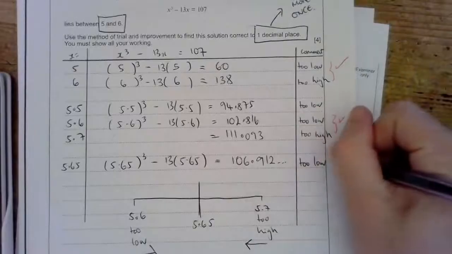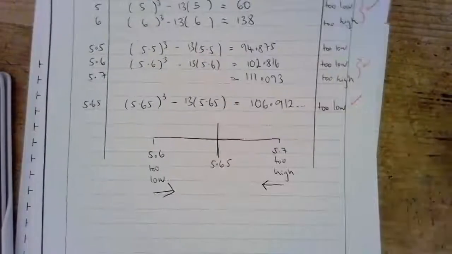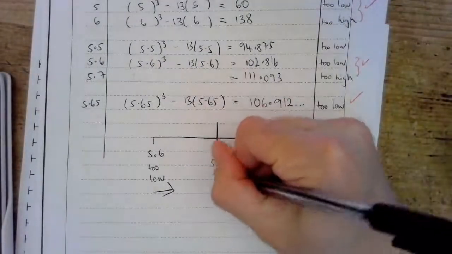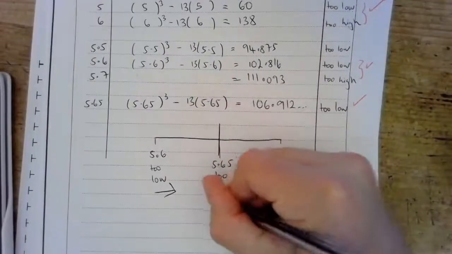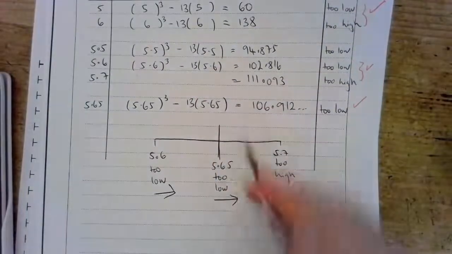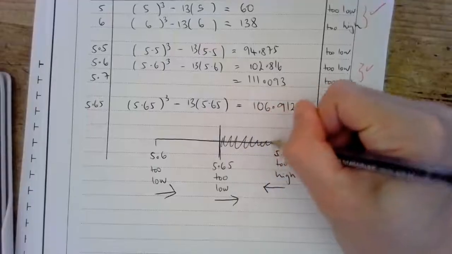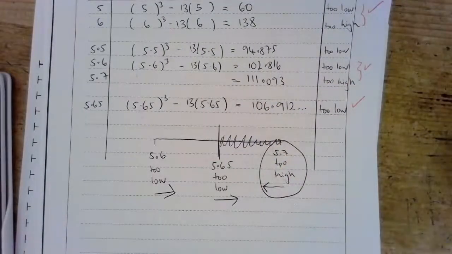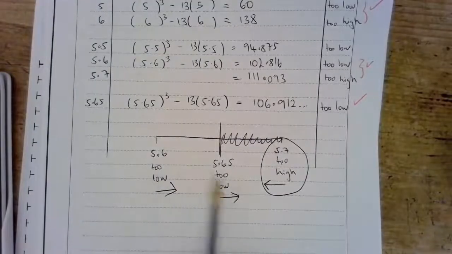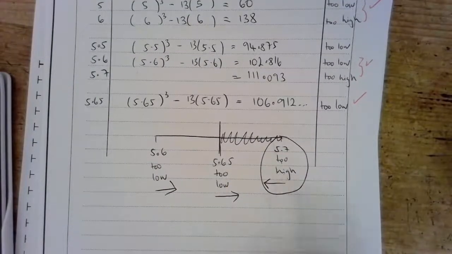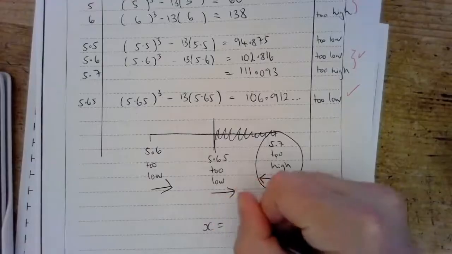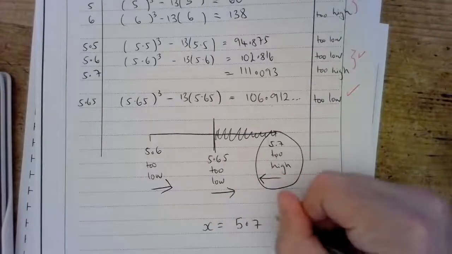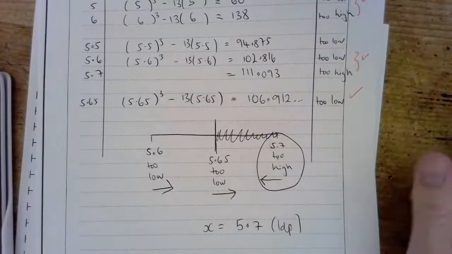Now finally, my final mark will come from choosing the right one. This was too low. Then I need to try a higher number. So I need to come somewhere in between here, i.e., that one is closer. It's closer to my answer here. Top tip if you're ever stuck: too low, too low, too high. What's the odd one out? Too high. You finally choose that as your number. X equals 5.7 to 1 decimal place.